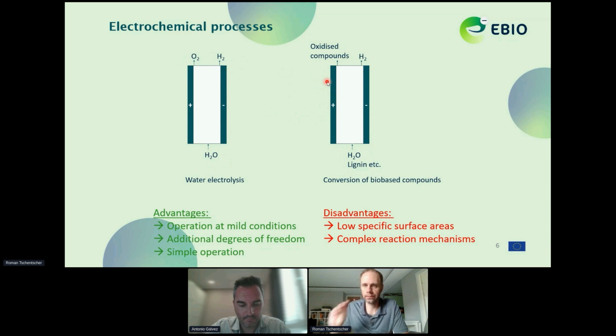In our case, we ideally would like to have both the anode and the cathode convert our bio-based components. But we know that a complete selectivity towards those, meaning that we produce almost no hydrogen, is not realistic. So we take also the production of hydrogen into consideration, and that can then be used as fuel or as a reducing agent or whatever in the chemical process.